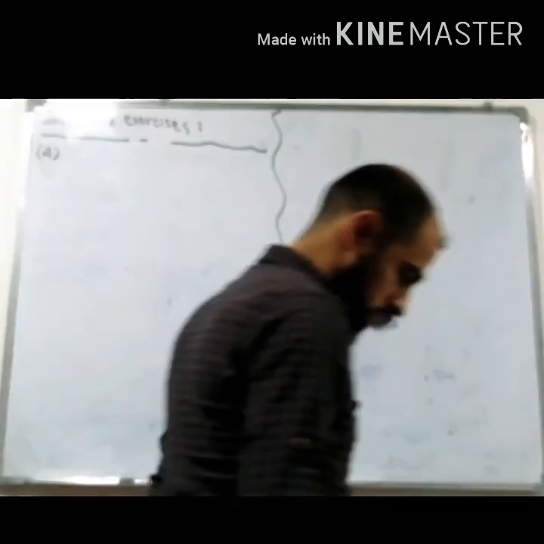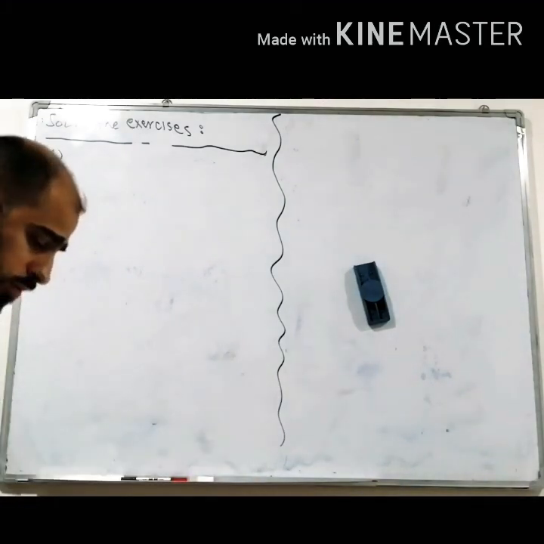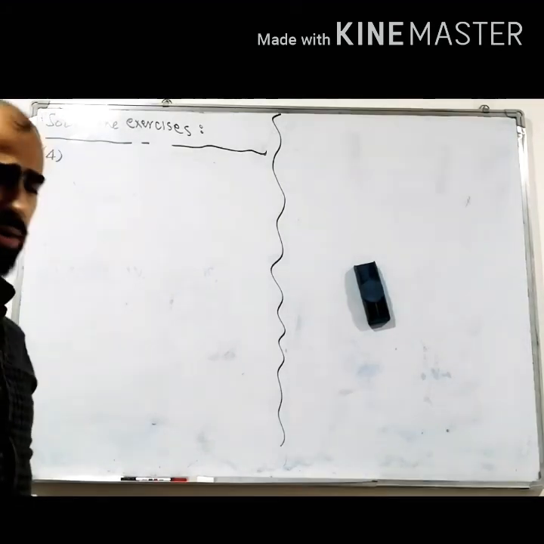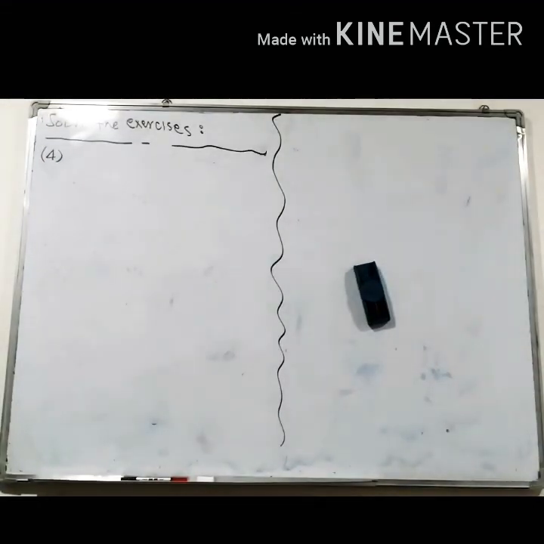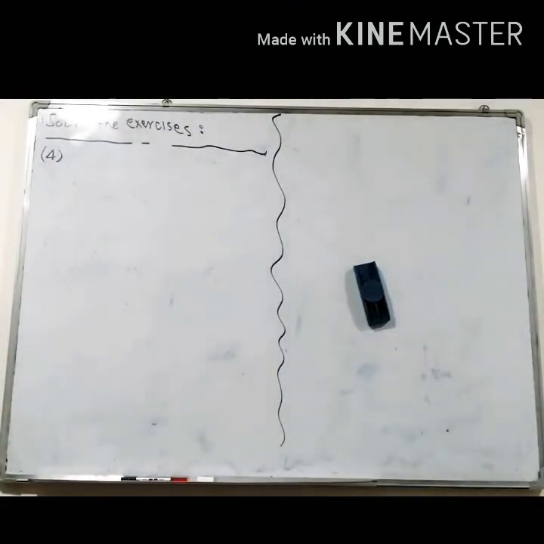In question number 4, he says, what is the edge length? What is the edge length of a cube whose volume is 1000 centimeter to the power 3? Here we don't have to find the volume. He gives us the volume and he wants us to find the edge length.